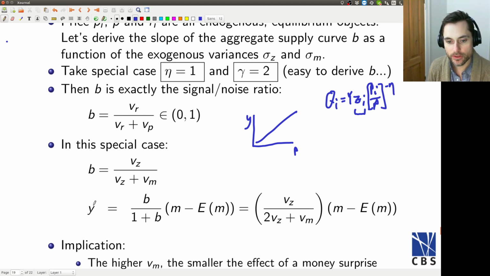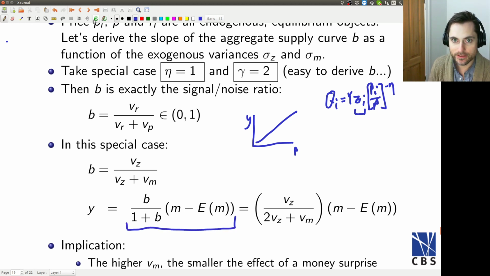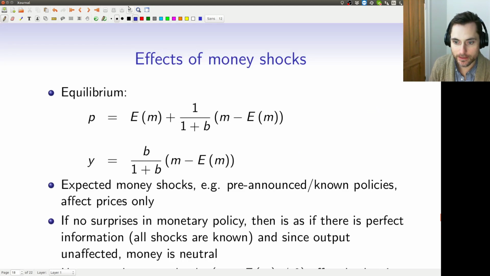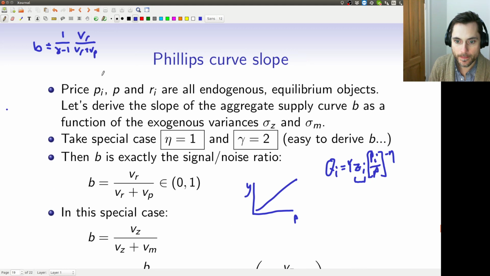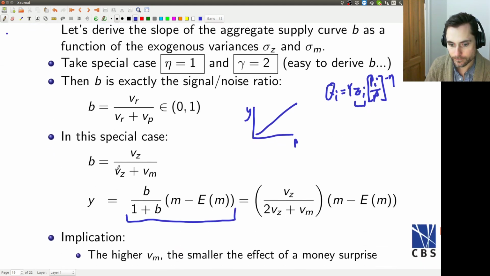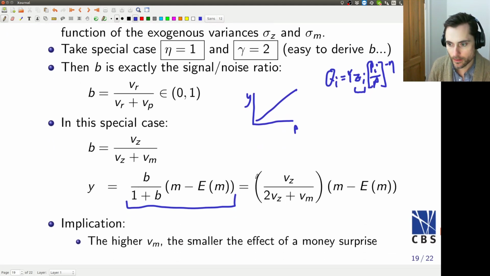Okay, so then if you have output is equal to this expression, now this is from the last slide, so if I just flip back here, you can see that we have this expression. Well, if you plug in b here, then you're going to end up with this.